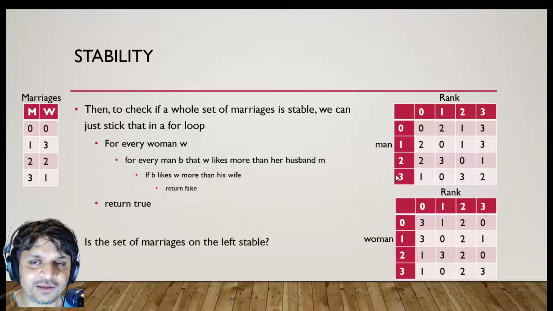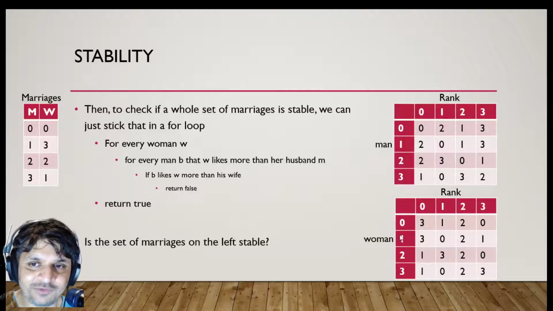So let's look at man 3. Does he prefer his current wife? His current wife is woman 1 to woman naught. Yes, he does. He prefers woman 1. So he would not leave his wife for woman naught. So woman naught can't run away with man 3. Okay. Can she run away with man 1?